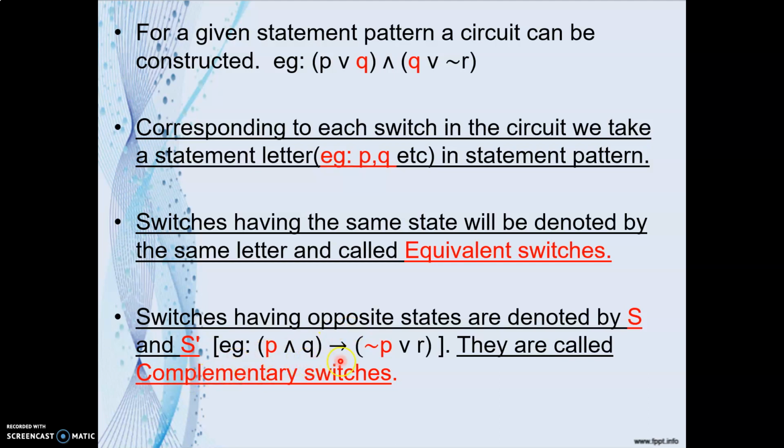One example is given here: P and Q implies negation P or R. Here again P, Q and negation P, R. So four switches are given, but P and negation P are opposite states. So they are called complementary switches.